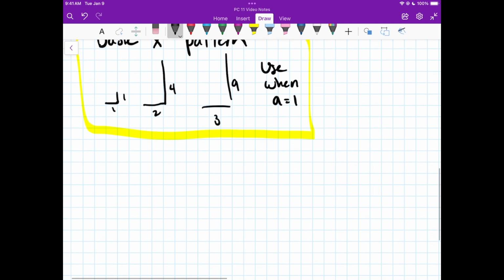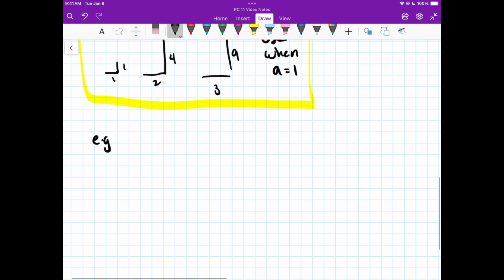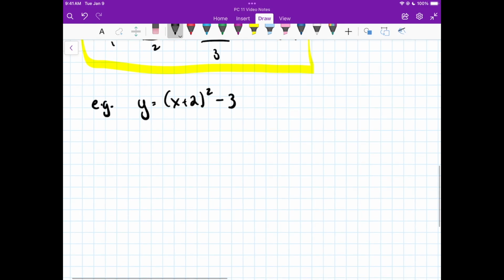Let's try, for example, y equals (x plus 2) squared minus 3. So we're not going to make a table of values. What we are going to do is draw ourselves a grid, 5 by 5, so 5 in each direction should be fine for this one.